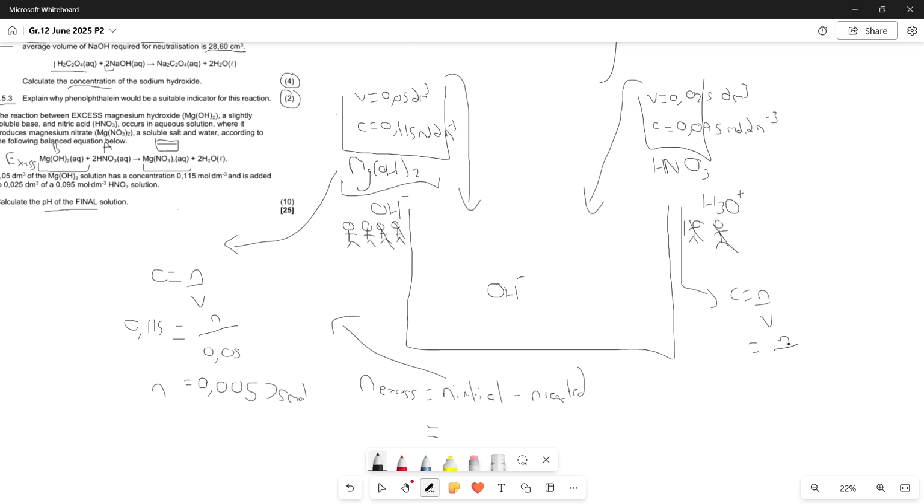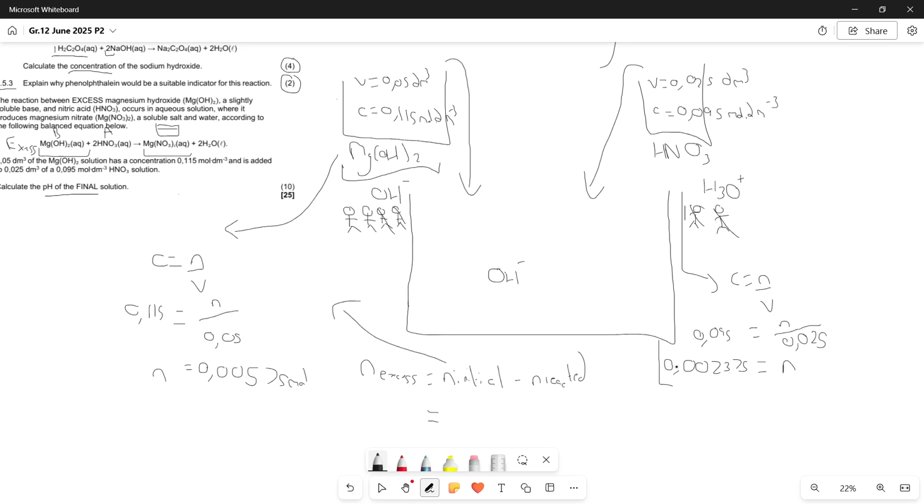Okay, so our N is what we want. Our C was given to us as 0,095, and our volume was given to us as 0,025. And then once again, we can multiply the 0,025 up to the 0,095, and our answer for our moles is 0,002375. A reminder that this one has to do with our HNO3. And in this formula here, we're looking at our MgOH2.